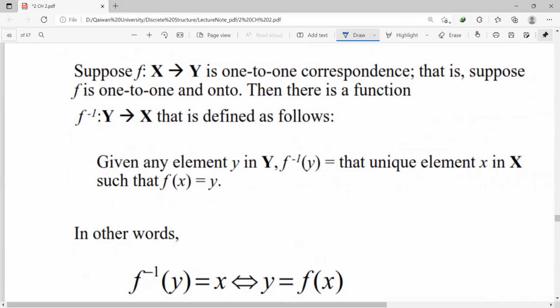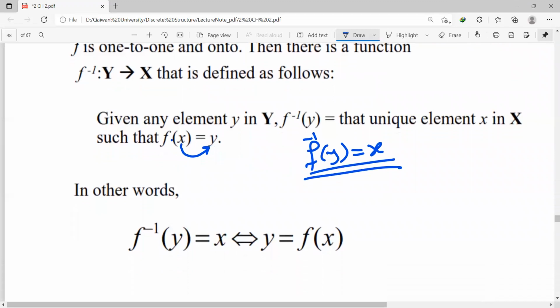We say if f of x is y, then f inverse of y equals what? Equals x. We have these two elements. F of x is y, and f inverse of y equals x. Here we say f inverse of y equals x if and only if y equals f of x.